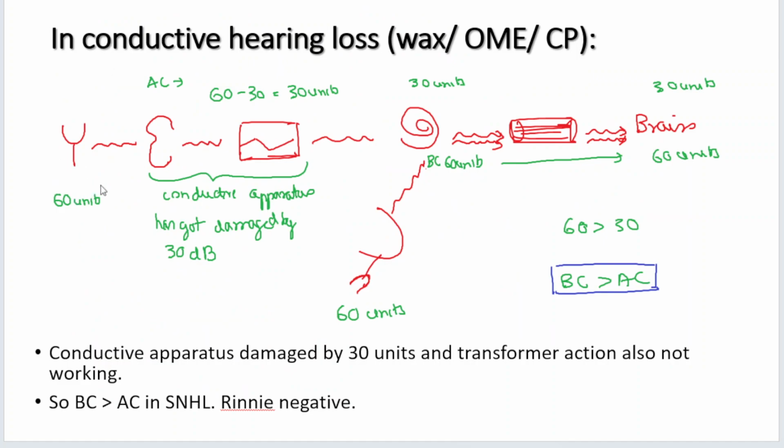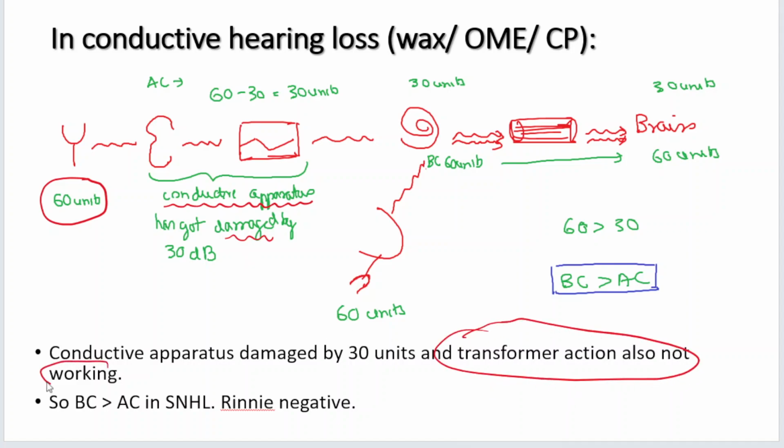Again, we have the same tuning fork producing 60 units of sound, and you place it in front of the pinna. But there is some conductive deafness, some defect in the conductive apparatus. It has got damaged and the transformer action is also gone. So the conductive apparatus is not working, meaning the transformer action is also not working. So this conductive apparatus has got damaged by 30 units. So 60 units of sound, the transformer action is not working properly, so it comes to 30 units of sound. 60 minus 30, it got damaged by 30 units, right?